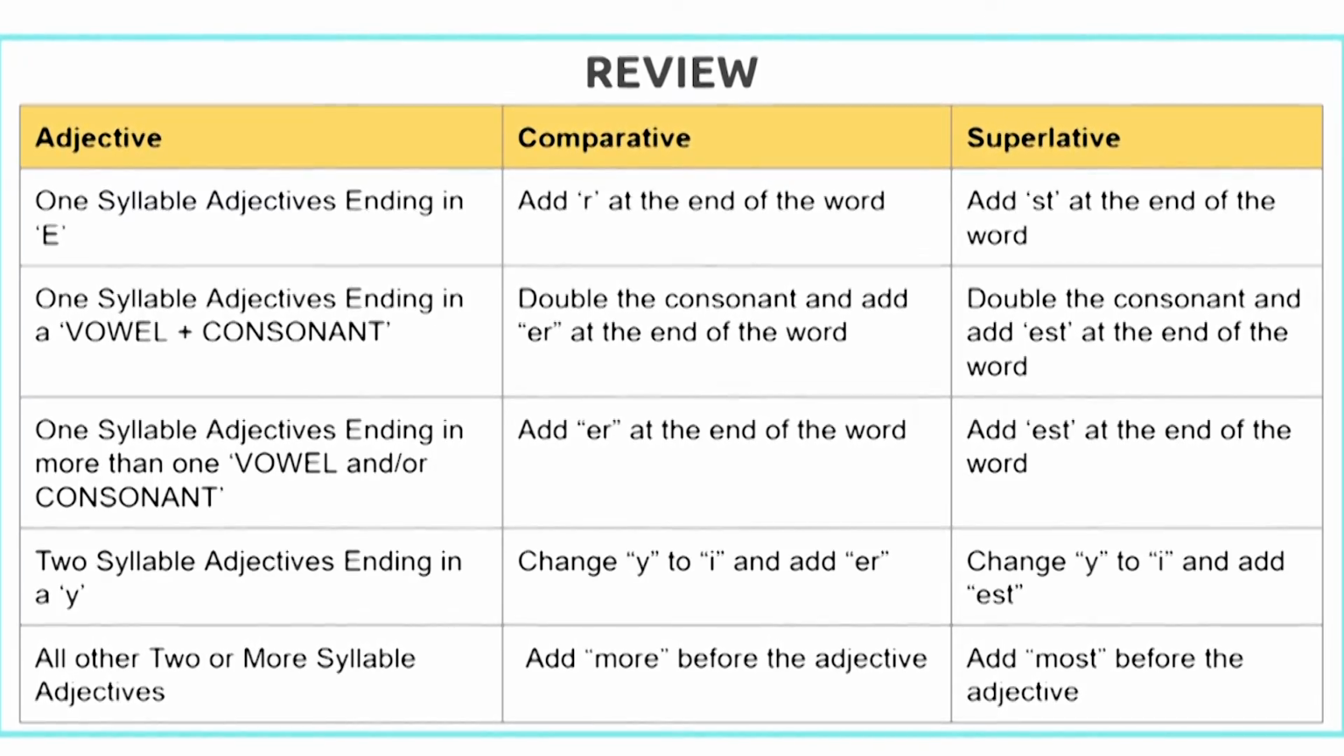When we come across one-syllable adjectives ending in E, we add an R at the end of the word to make the comparative form. We add ST at the end of the word to form the superlative form. When we come across one-syllable adjectives ending in one vowel followed by a consonant, we double the consonant and add ER at the end of the word to form the comparative form. We double the consonant and add EST to form the superlative form.